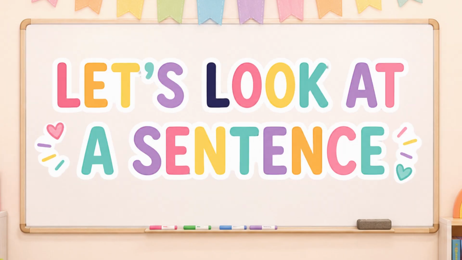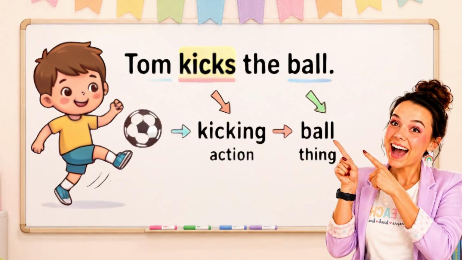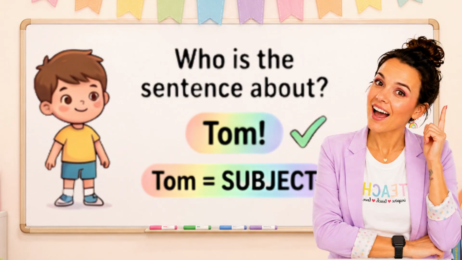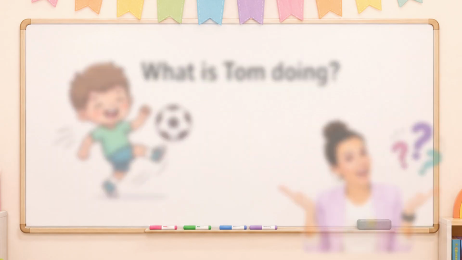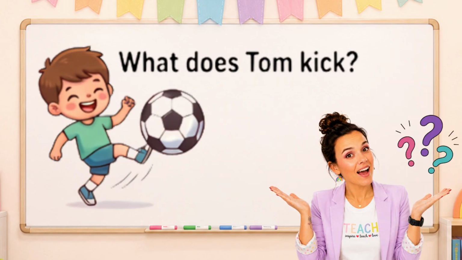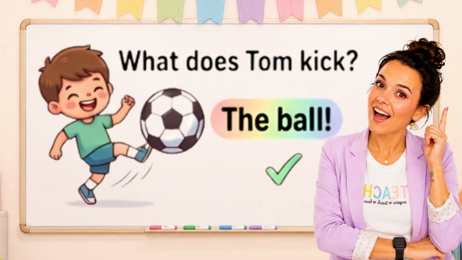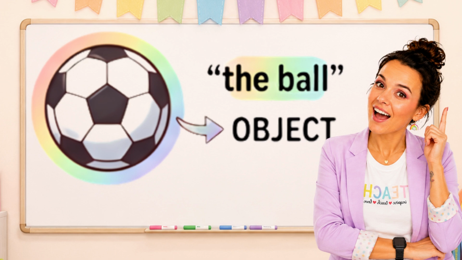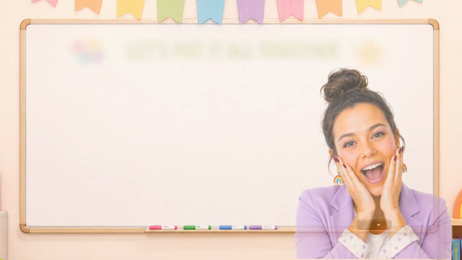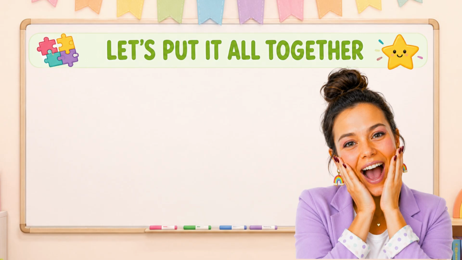Let's look at another example. Tom kicks the ball. Who is the sentence about? Tom. That's the subject. What is Tom doing? Kicking. That's the verb. What does Tom kick? The ball. That's the object. So we have Tom is the subject, kicks is the verb, and the ball is the object. Great work. Let's put it all together.